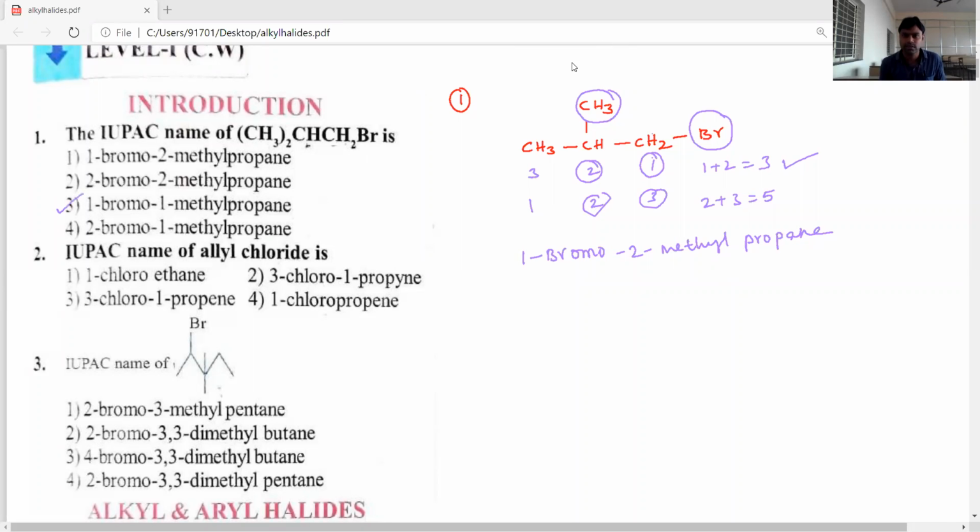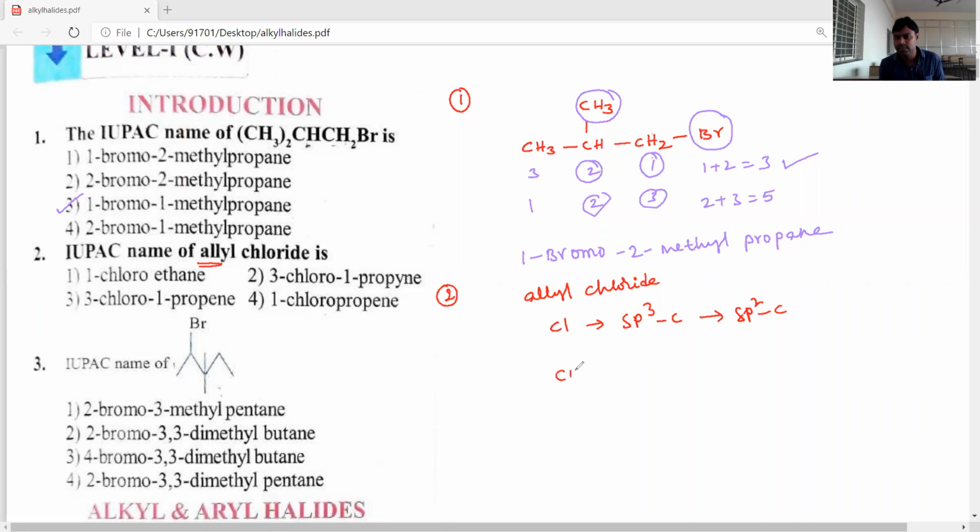Okay, students. Let's go for the second question. The IUPAC name of allyl chloride. See, we have to remember the classification of haloalkanes. So allyl chloride, what is the meaning of allyl chloride? Allyl chloride means the chlorine is attached to an sp3 carbon. This sp3 carbon is attached to an sp2 carbon. So when such connectivity is present, such compounds are called allyl chlorides.